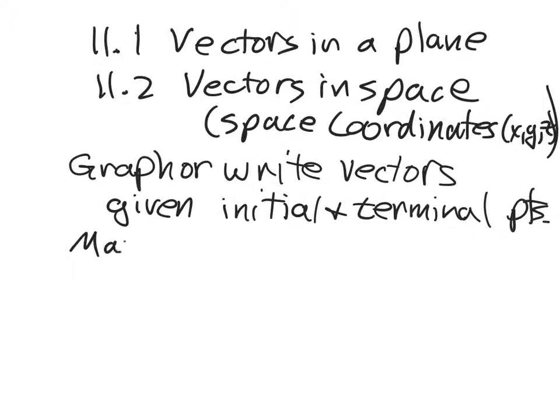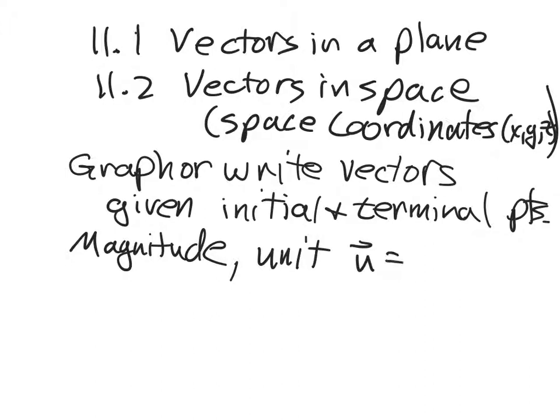Magnitude. Find the magnitude of a vector. Again, your square root of the difference squared, and add up all those squares of the differences. Finding a unit vector in the direction of a certain vector. Well, the unit vector, basically your vector given divided by the magnitude of that vector. Okay. Again, whether 2 dimensions or 3 dimensions.